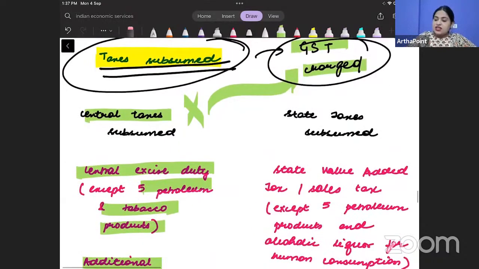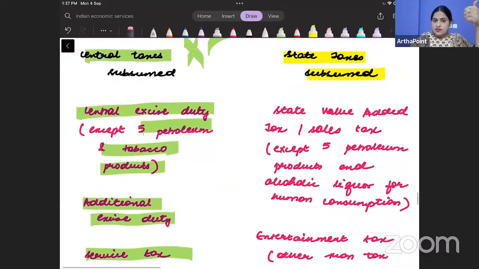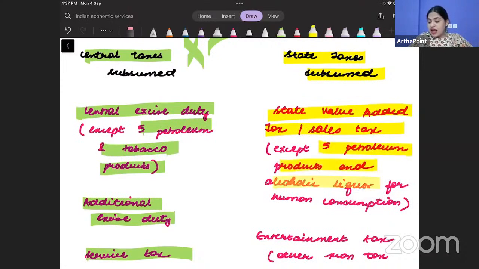Now let's see the state taxes which are no longer charged. So state taxes subsumed, first: state value added tax. This is no more charged, but petroleum products and alcohol still have state VAT. That is why the price of alcohol differs from one state to another. The price of petrol differs from one state to another. That has not been unified.